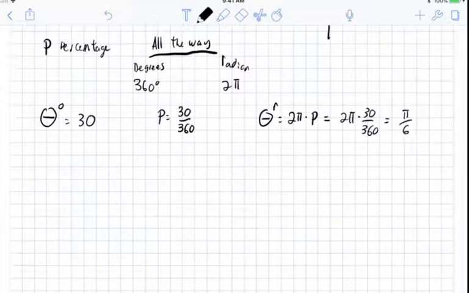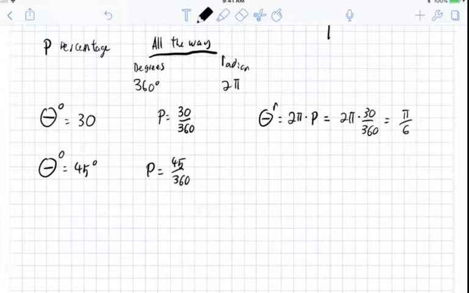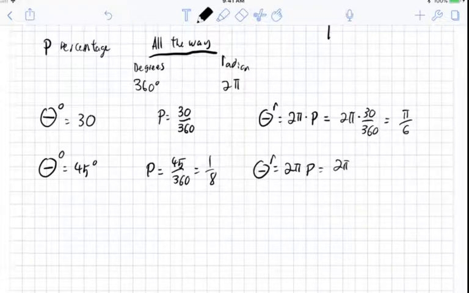An angle of 45. The percentage around the circle is 45 divided by 360. That's 1 over 8. The angle in radians is 2 pi times that percentage, so it's going to be 2 pi divided by 8, which is pi over 4.